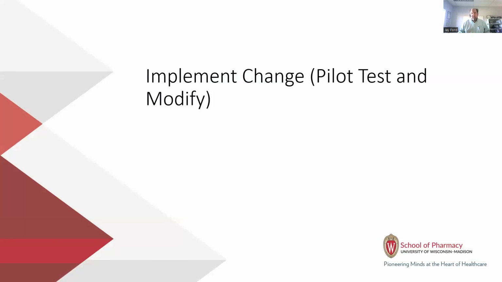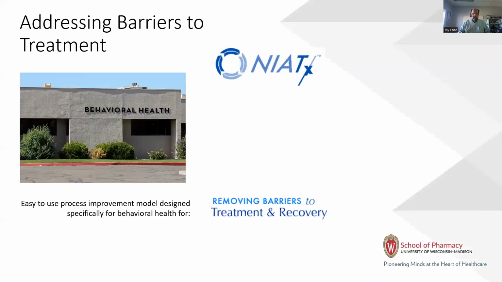And so I want to share with you some examples of where we've applied that, in particular as it relates to specialty addiction treatment clinics. So the first one of these, and some of you on the call may be very familiar with this, is NIATx. NIATx was a partnership between the Robert Wood Johnson Foundation and the Center for Substance Abuse Treatment that really focused on providing addiction treatment clinics an easy to use process improvement model that was designed to remove barriers to treatment and recovery.